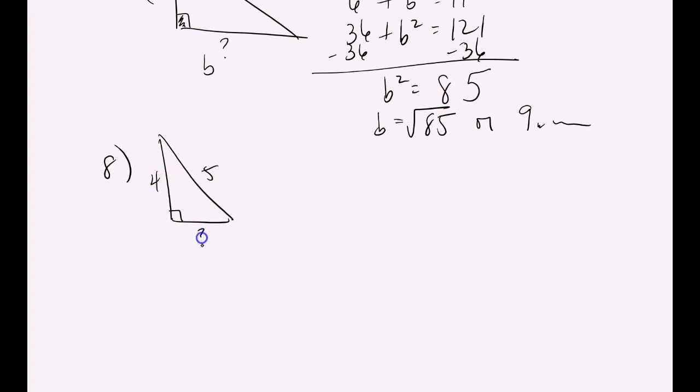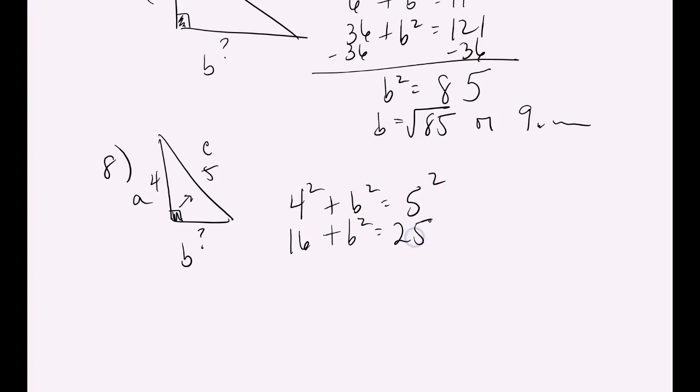Last one, number 8. 4, 5, and a question mark. Okay, what do we do with this? Well, find out which one is C, and then A and B can go wherever you want. So A squared plus B squared equals C squared. And now we math. So 4 times 4 is 16. Recopy. 5 times 5 is 25.